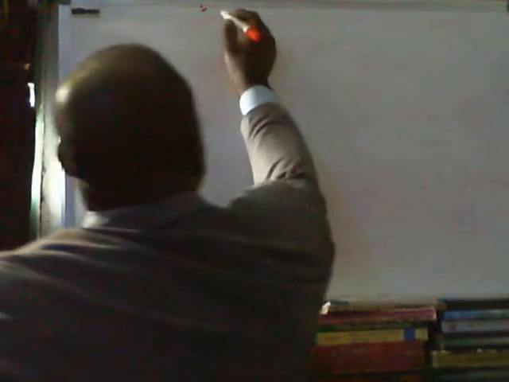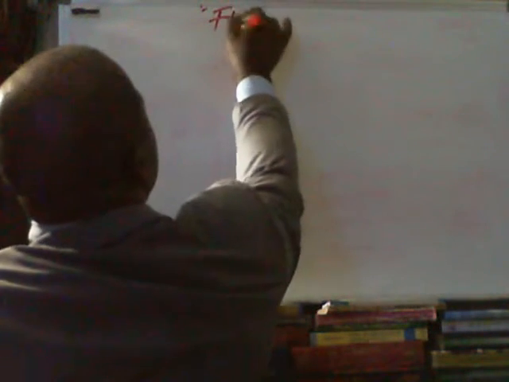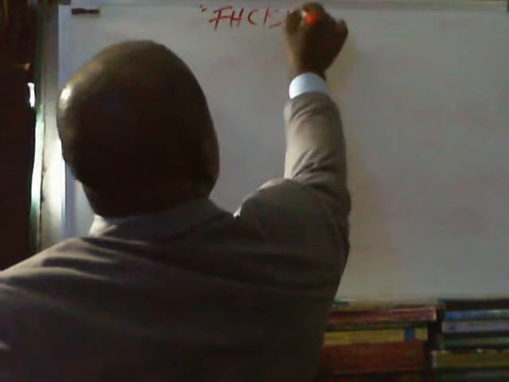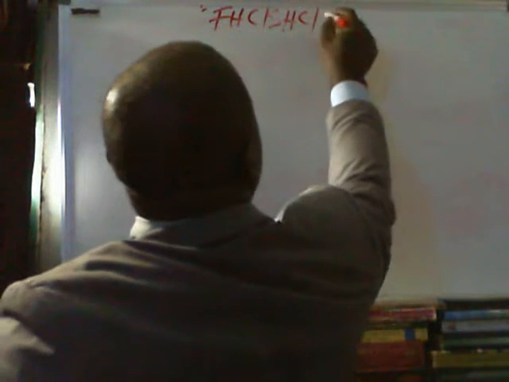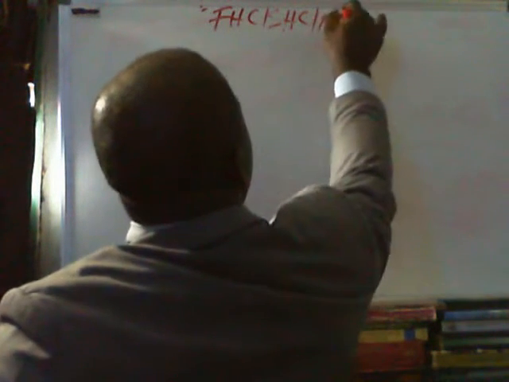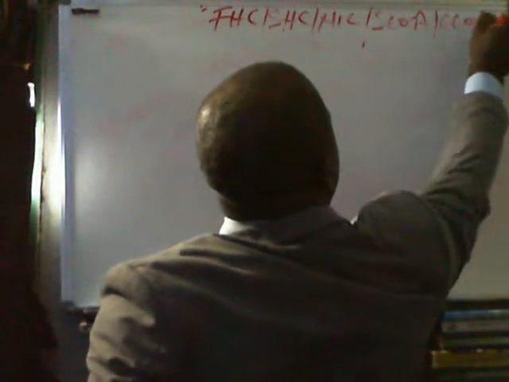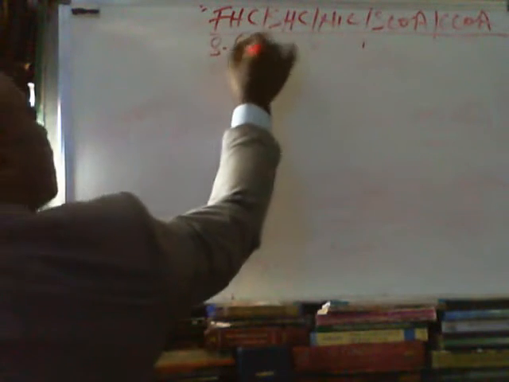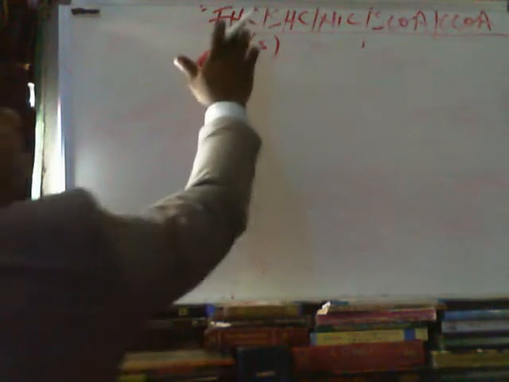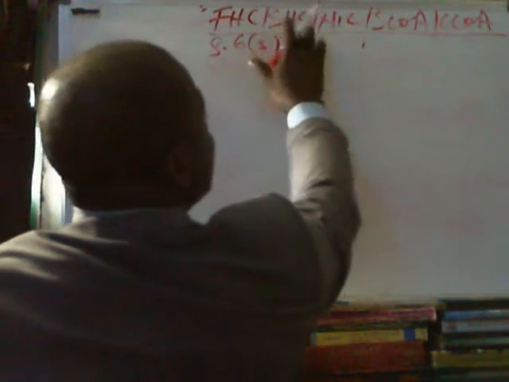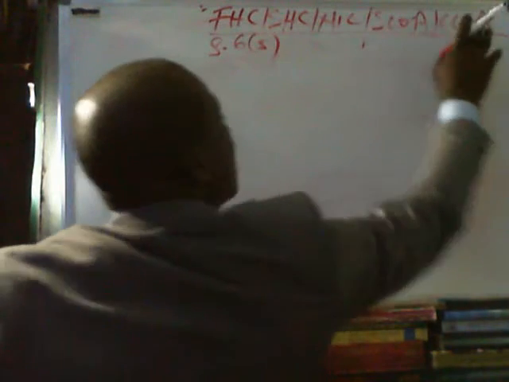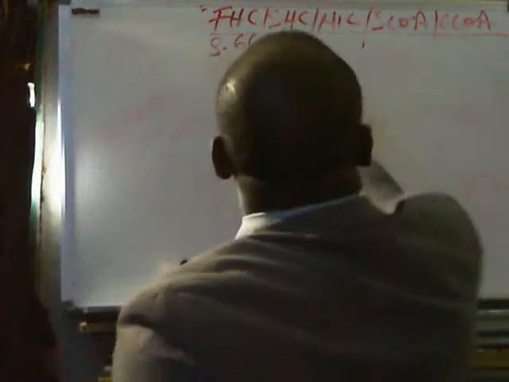We're looking at the operation of precedent in the Federal High Court, the State High Court, the National Industrial Court, the Sharia Court of Appeal, and the Customary Court of Appeal. If you look at Section 6(5) of the 1999 Constitution, you will find the Federal High Court, the State High Court, the Sharia Court of Appeal, and the Customary Court of Appeal as the remaining superior courts of record.